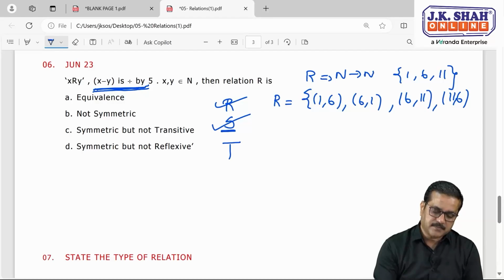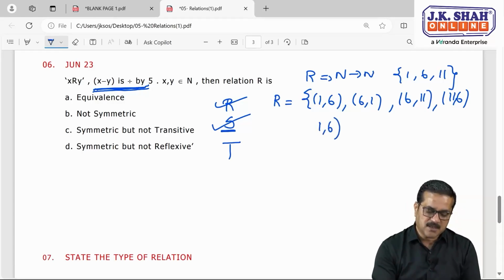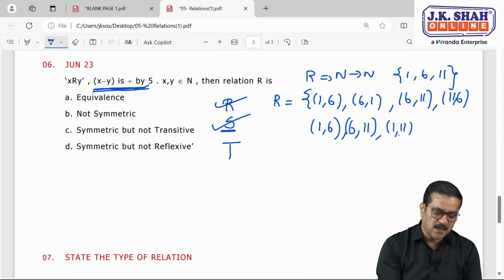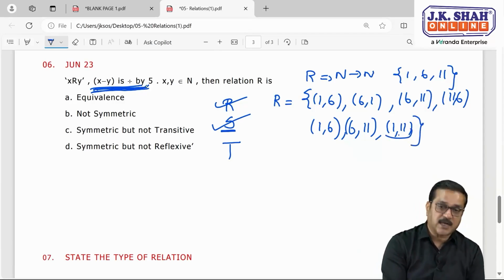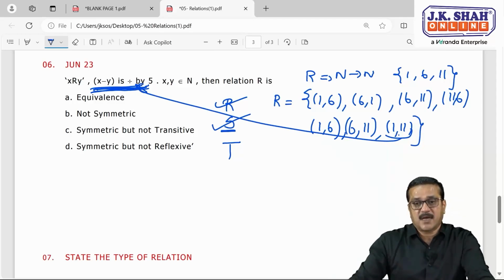Now ask the question: create a situation of transitivity. 1, 6, yes, it is there. 6, 11, it is there in R, because both ordered pairs satisfy my condition of x minus y divisible by 5. So should 1, 11 be there? For the moment, if I put it in, I can see it. But I should not have taken it this far. Why did I take it this far? My 10 years of algebra went waste.